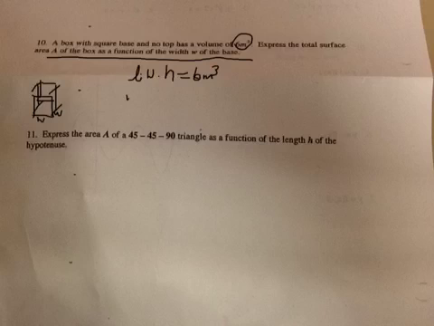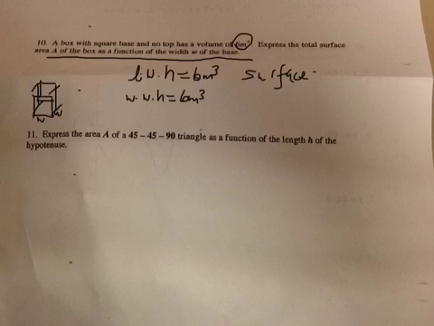So here we've got W times W times H is equal to this given value of 6m cubed. Now let's consider surface area. Surface area is defined as the area of the base. In this case, the area of the base is going to be W times W, so that's W squared, plus the area of the sides.